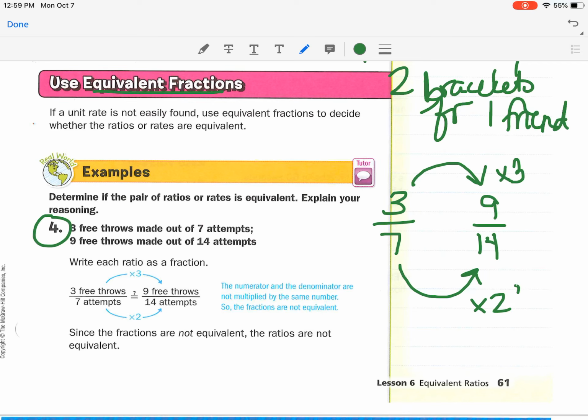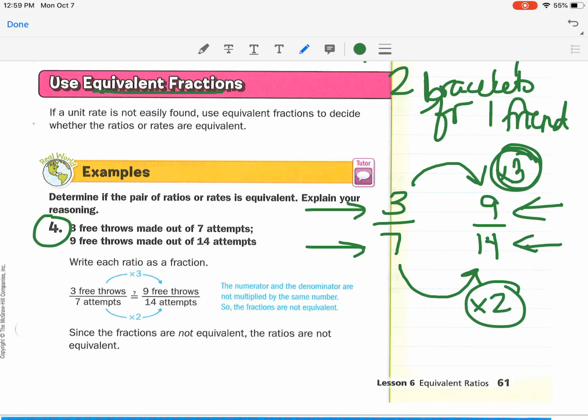So when I look at this, remember whatever I do to the top, I have to do to the bottom. Whatever I do to the bottom, I have to do to the top. If I'm multiplying by 3 on the top and multiplying by 2 on the bottom, I am not doing the same thing. So therefore, these are not equivalent ratios because I did not do the same to the numerator that I did to the denominator.